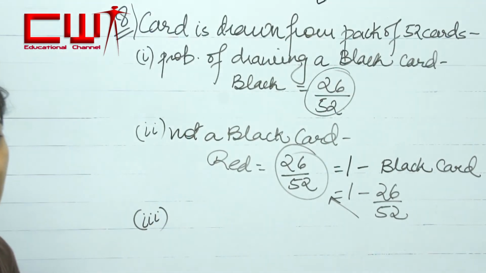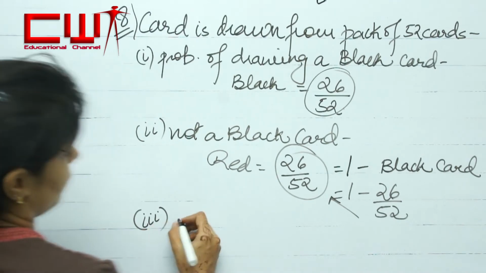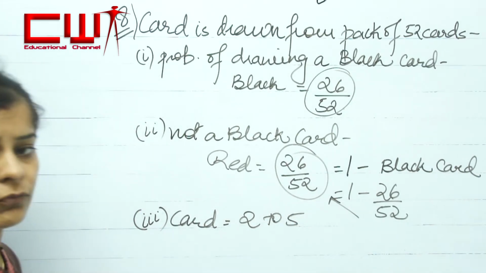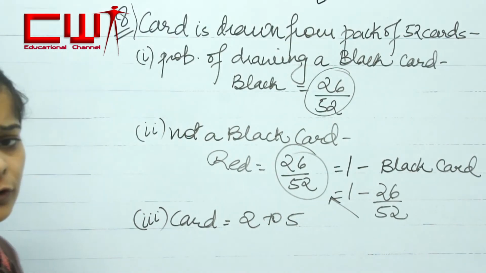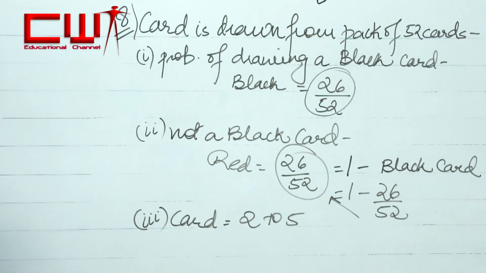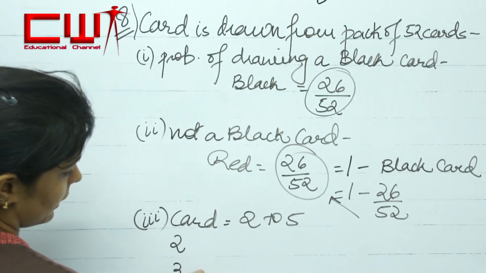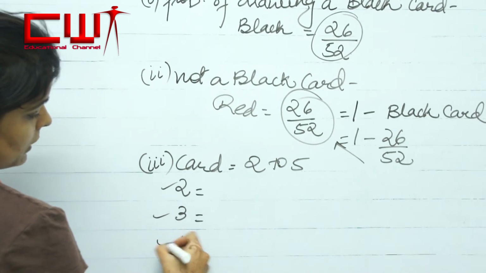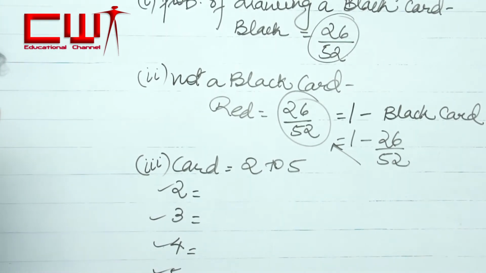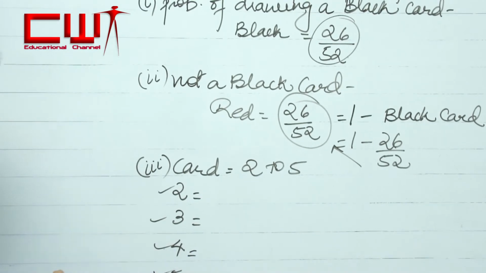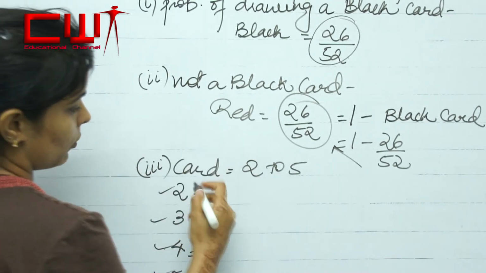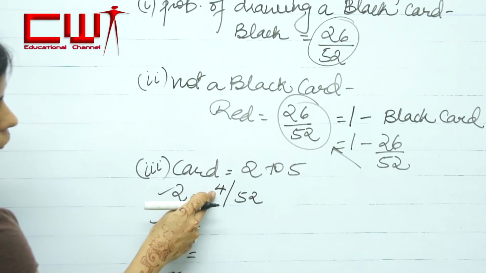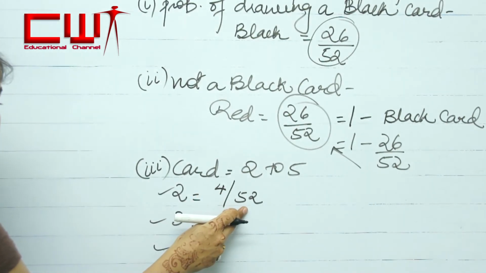Third, you have a card bearing a number between 2 to 5. Cards bearing numbers 2 to 5, and 2 and 5 are included. They have said so in the question. So how many cards are there which are number 2 to 5? 2, 3, 4, 5. How many 2 number cards are there? 4. 2 of red and 2 of black. So how many are there? 4. What is the total? 52. So 4 is the required, 52 is the total.